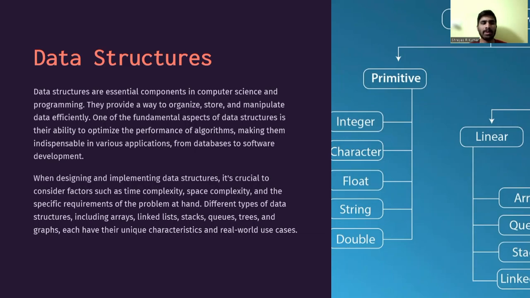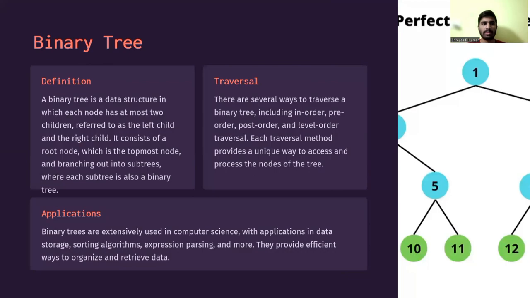When designing and implementing data structures, it's crucial to consider factors such as time complexity, space complexity, and the specific requirements of the problem at hand. Different types of data structures, including arrays, linked lists, stacks, queues, trees, and graphs, each have their unique characteristics and real world use cases. Without further ado, let's begin.